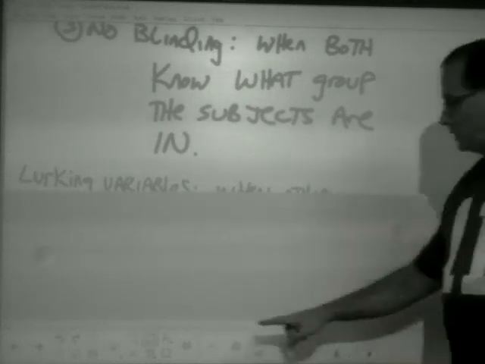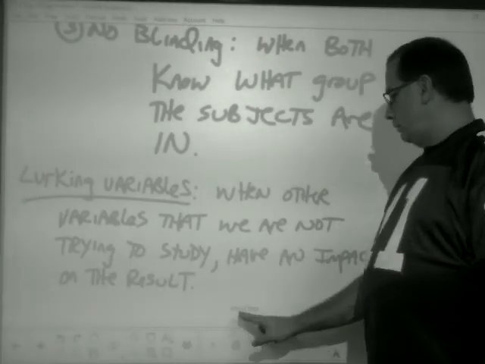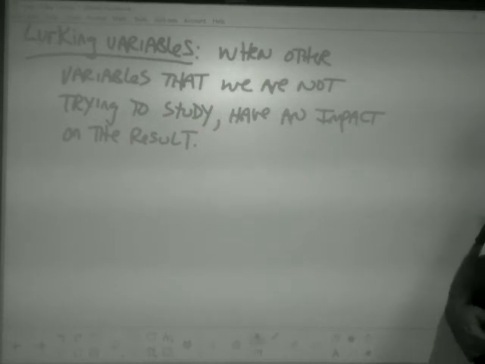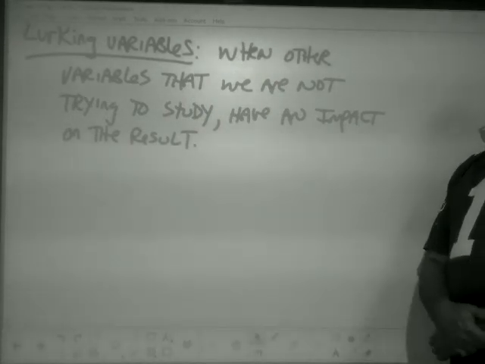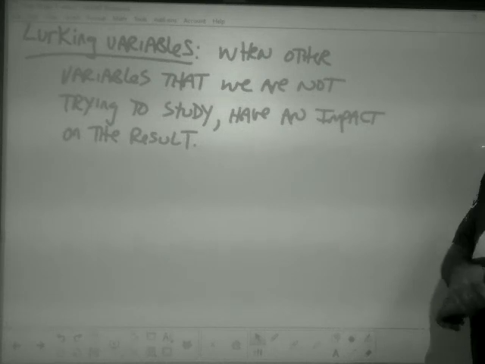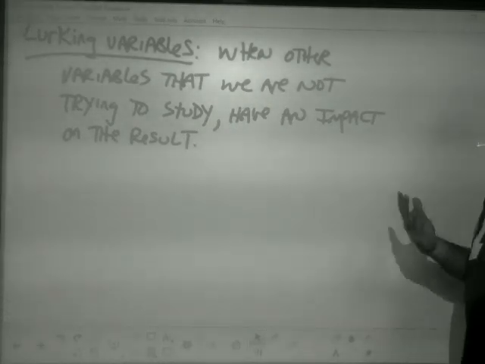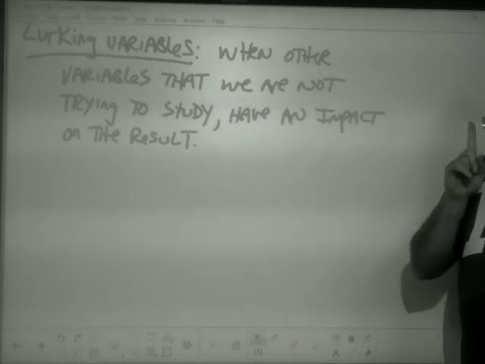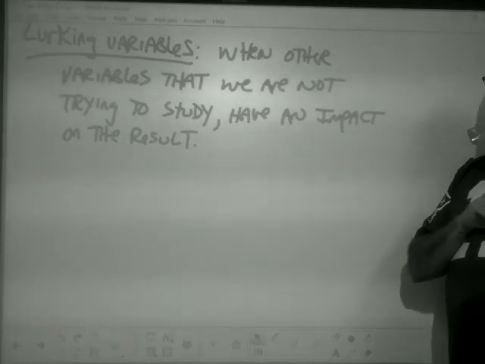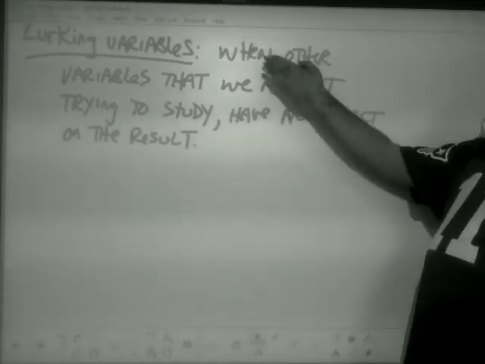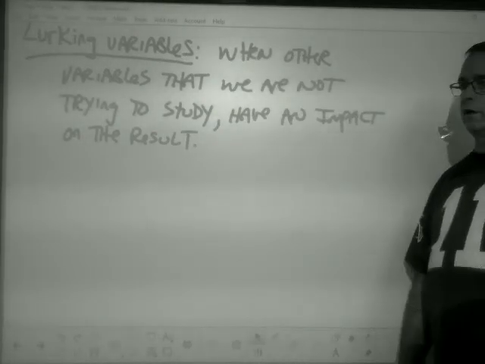The other last piece is lurking variables. If you think about it, something that lurks is in the background. It's when other variables that we're not trying to study have an impact on the result. And so you do your experiment and you finish up and you look at your results and then you say, oh, I wonder if this other thing over here had an impact on it. And we weren't trying to study that, but I bet you it did. And if so, that would be a lurking variable.